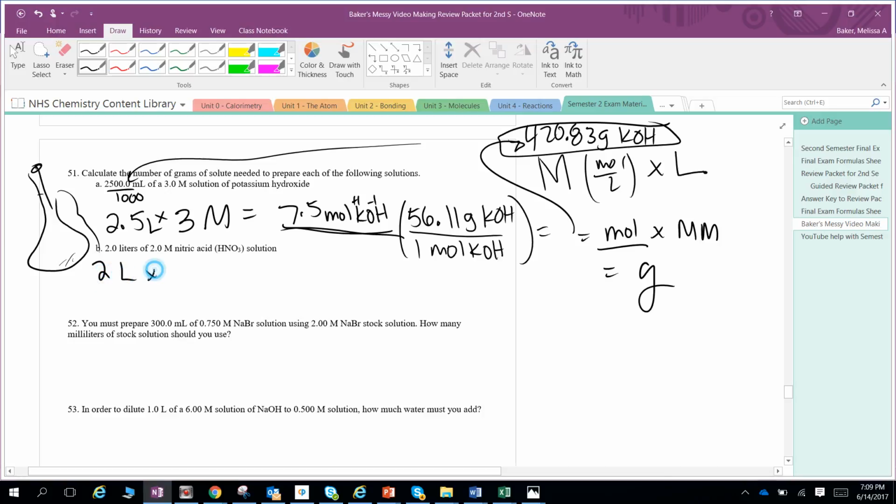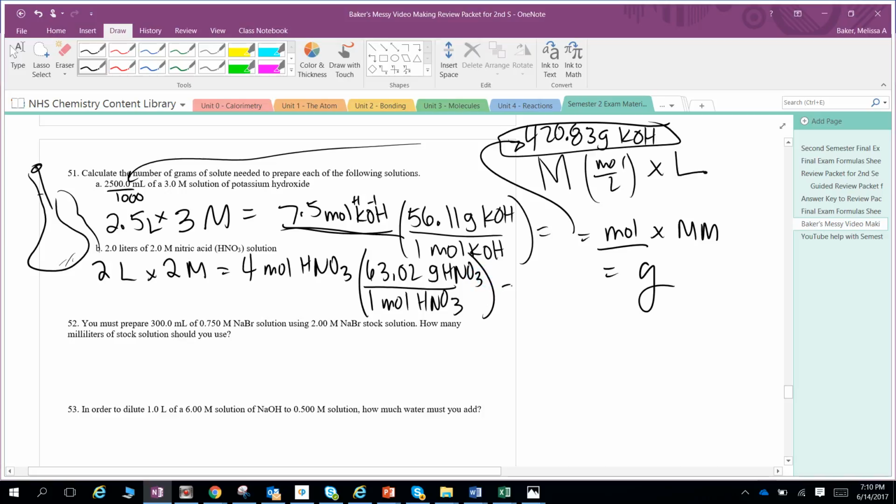Letter B, I've got 2 liters that I need of a 2 moles per liter solution of nitric acid. That's 4 moles of nitric acid. How many grams is that? Well, 1 mole of nitric acid is equal to 63.02 grams. So if I multiply, I get 252.08 grams of HNO3.